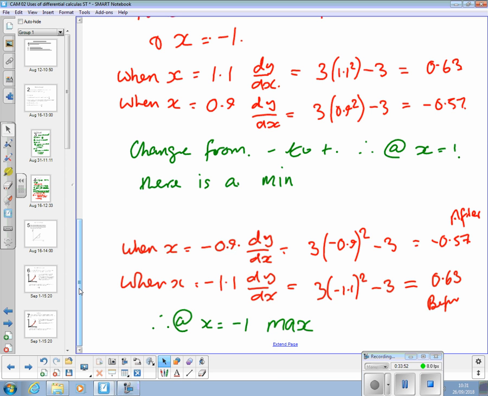Sorry, Lewis. Slightest touch on the board makes a mark, as you know. Okay.